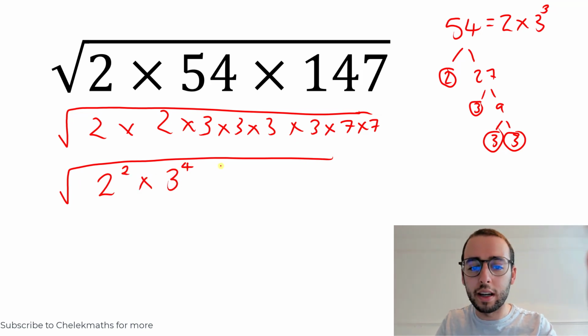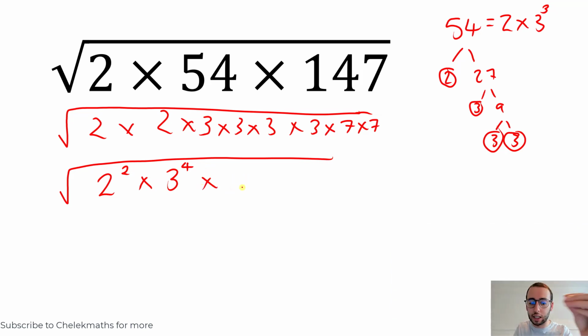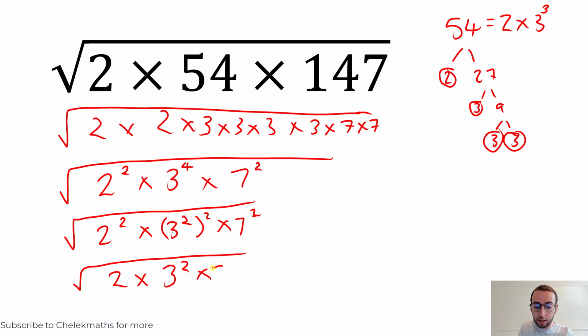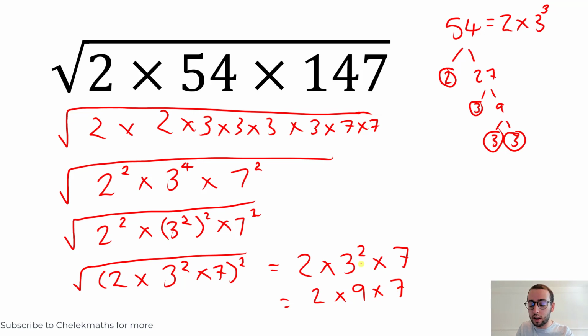times 7 squared. So this is already a nice way of practicing getting things into index form. You might now see how we could solve this, because what this really is, is 2 squared times 3 squared all squared times 7 squared. Actually, we can rewrite that as 2 times 3 squared times 7, all squared. And then the squares and the square roots cancel out. So this is just 2 times 3 squared times 7, which is 2 times 9 times 7.